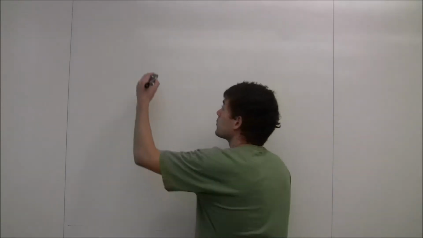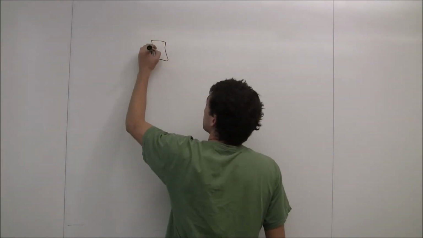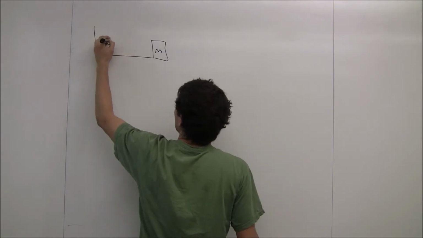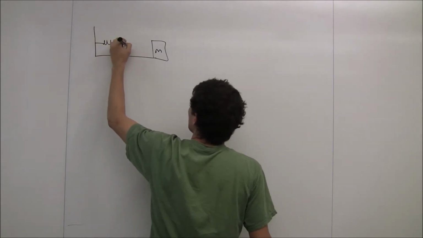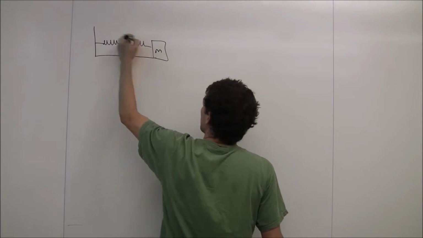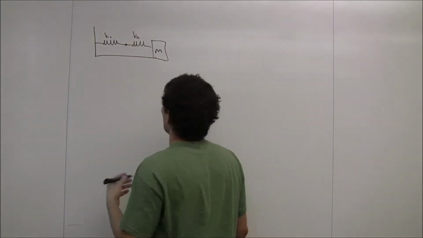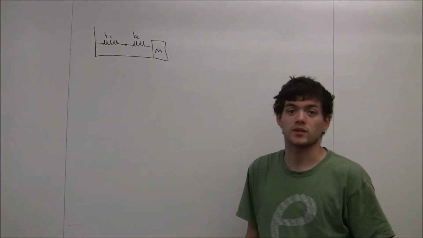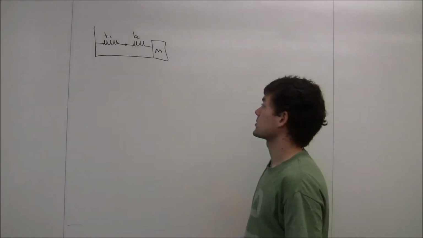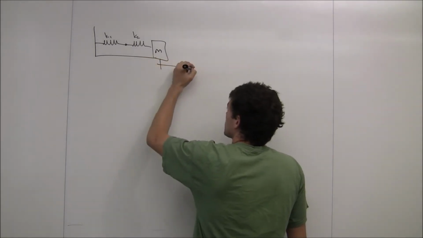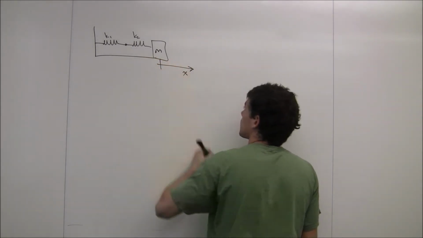So in this problem, we're told that a block of mass m is connected to two springs that are in series, one with spring constant k1 and the other with spring constant k2. And we're asked what the period of oscillation of this block is going to be if we displace it from its initial position. We're going to define that initial position to be 0 along the x-axis.